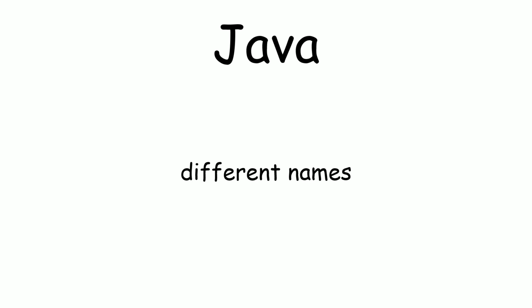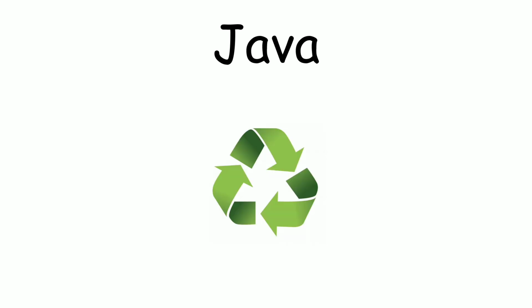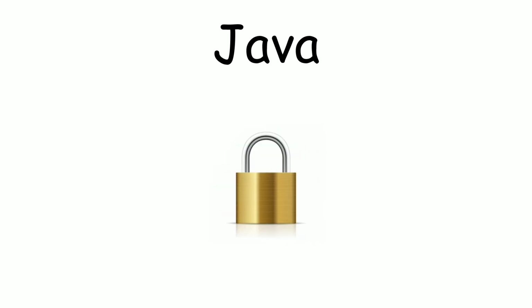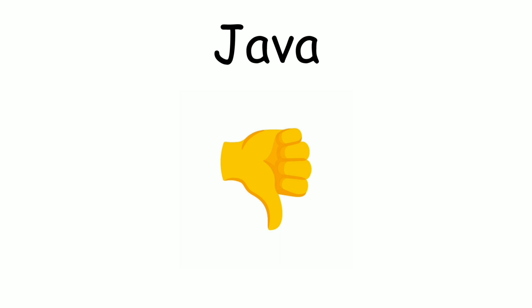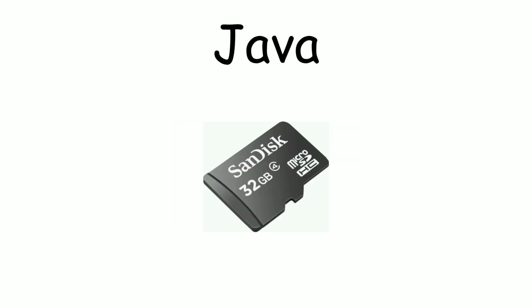It has been through different names. First Oak Tree, second Green Talk, and official name Java. Java has benefits as well. You can make reusable code and it is secure. In case of flaws of Java, Java applications have slow startup time and require a huge memory.